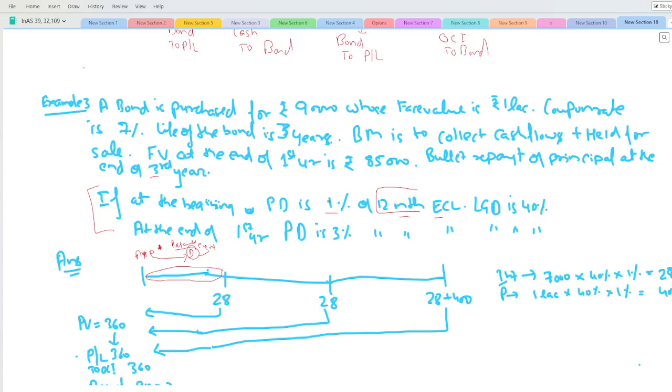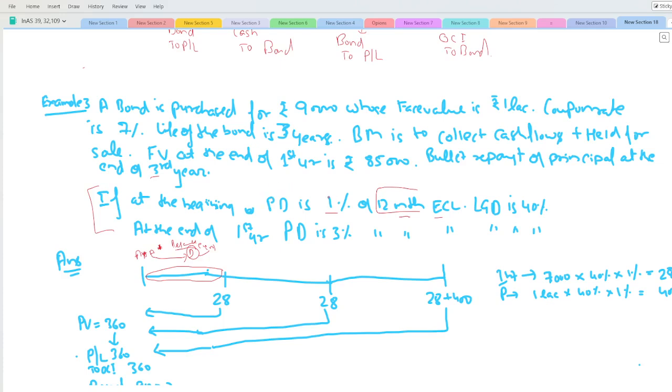Okay, and if it is lifetime ECL, then instead of 1 year it will be your lifetime. Here the lifetime of this product is 3 years, so it will be this whole period. Probability means what is the chance that this bond's rating will go down from triple A plus to D in the 3 year time period. That is the interpretation of your lifetime ECL.